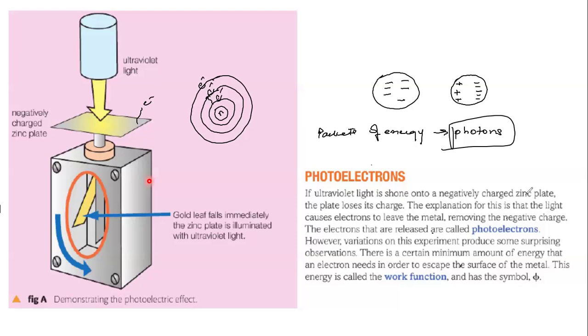The electrons will not be excited. They will not be able to leave the surface of the metal plate. So they need a certain minimum amount of energy. That minimum amount of energy that they require is what they called the work function, which was denoted by the Greek symbol psi. So there is a minimum energy required.